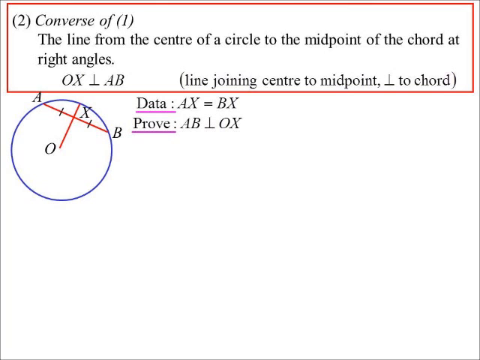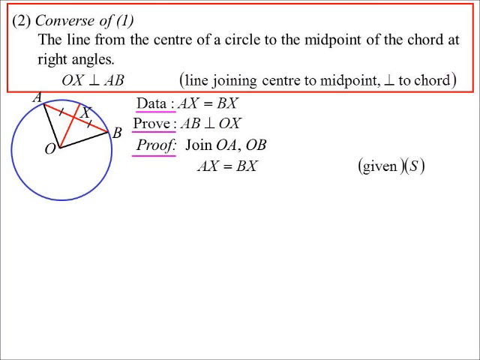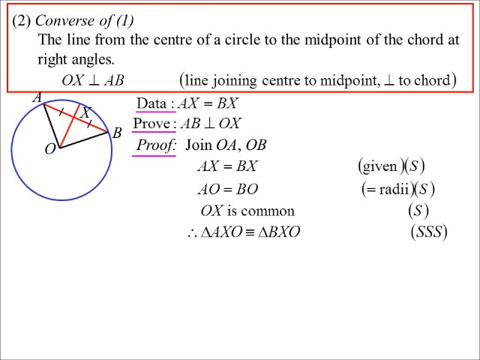Once again, we'll do it via congruent triangles. So I'll draw in a couple of radii, but this time I've got AX equals BX, so I have a side. I've got 2 radii, another side, and I have the common side. So side, side, side is how I'll prove congruence. Well, that now means that AXO must equal BXO, angles in congruent triangles.